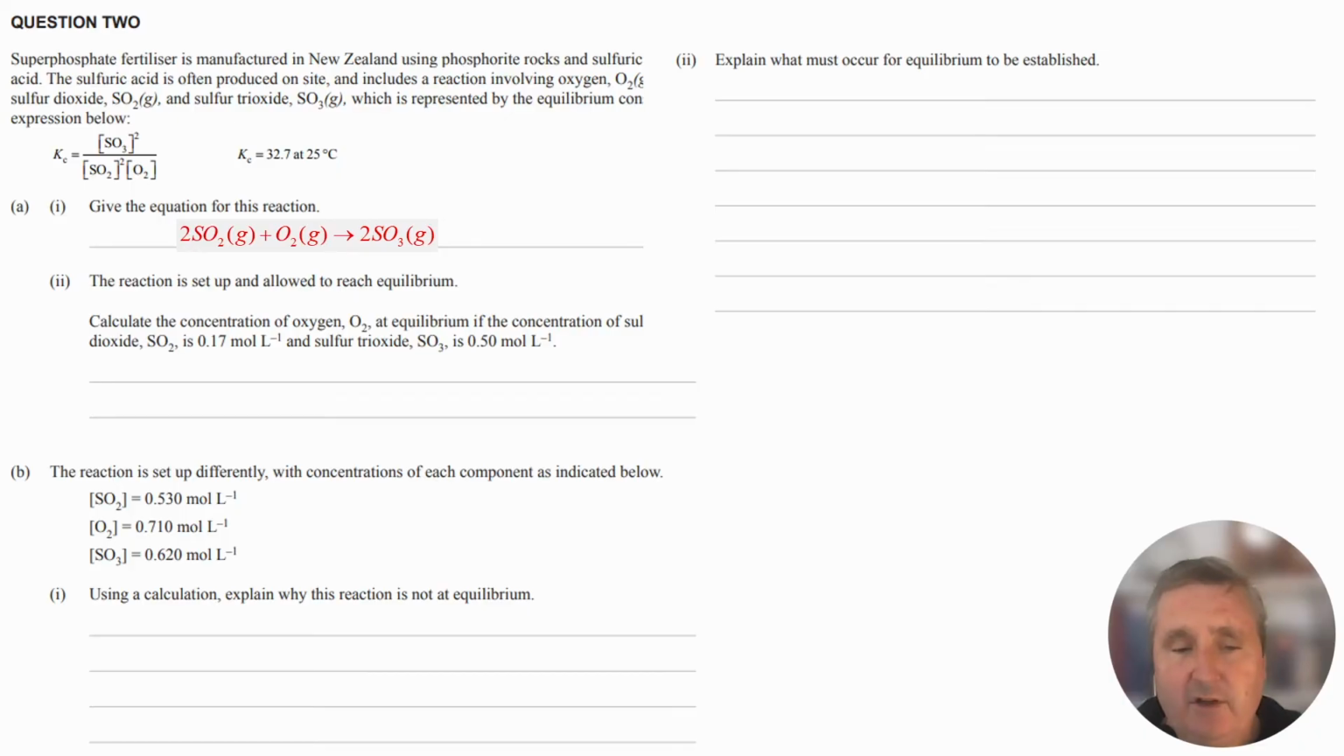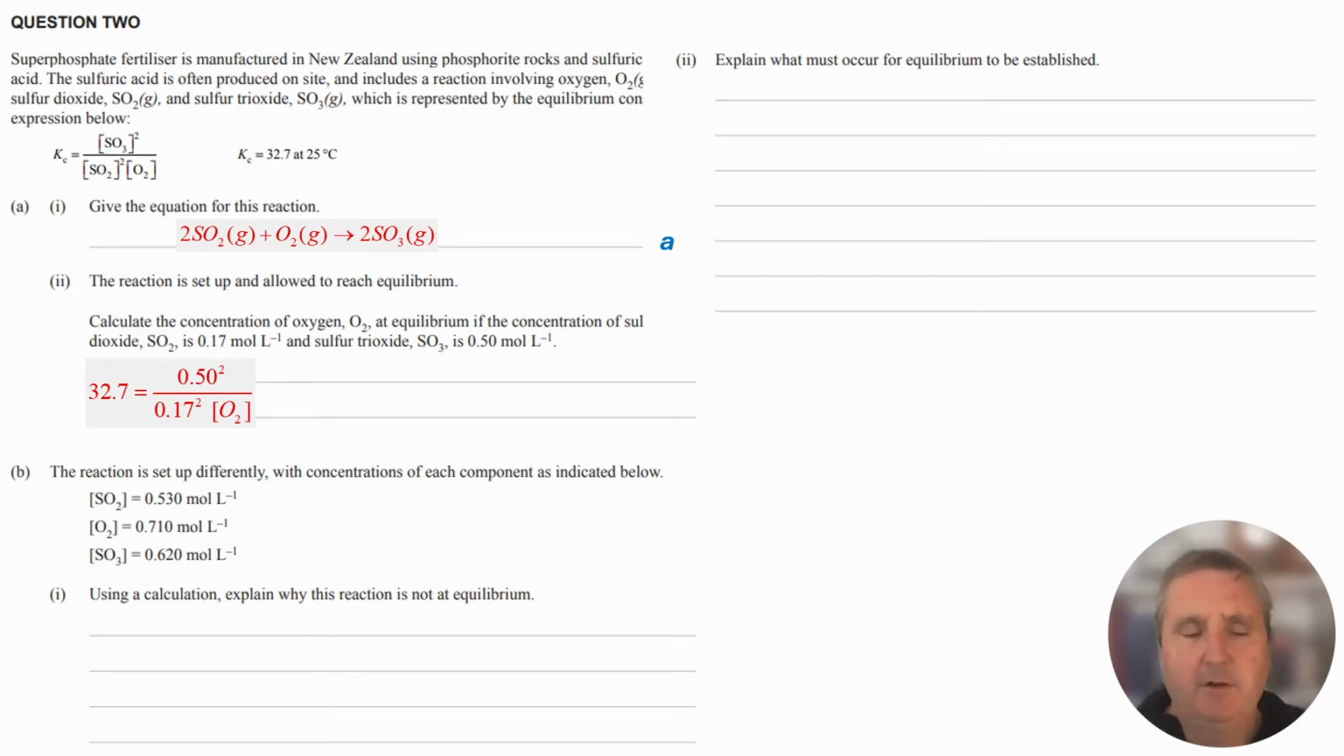This reaction is set up and allowed to reach equilibrium. So they've put the mixture in there and let it reach equilibrium, and they want us to calculate the concentration of oxygen at equilibrium. We're going to use the Kc expression, substitute in values and find the unknown. The unknown is O2.